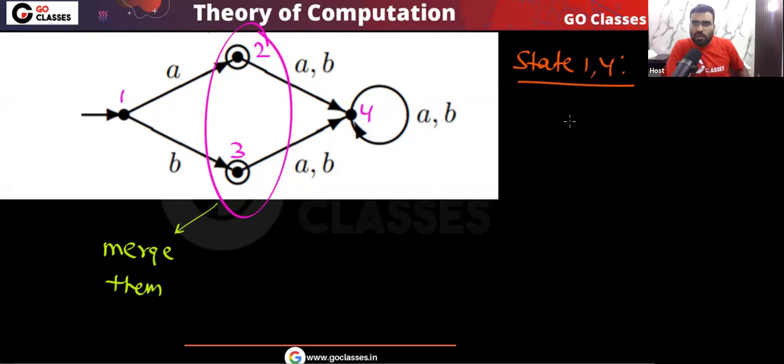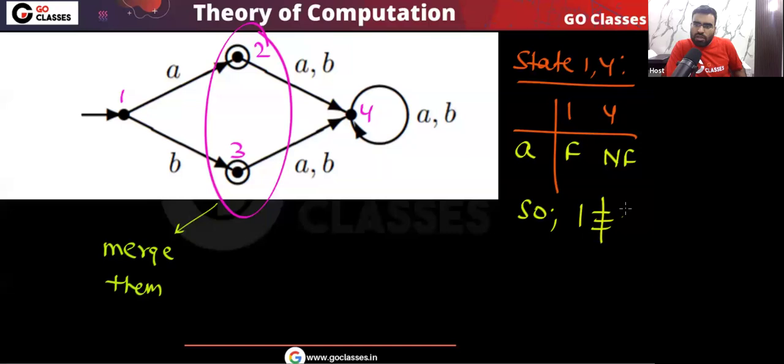They are not equivalent. Why are they not equivalent? States 1 and 4, which string will distinguish them? Give me a string which will distinguish them. You can give string A. On string A, 1 will go to final and 4 will go to non-final. So you can easily see that state 1 is not equivalent to 4. Is this point clear?